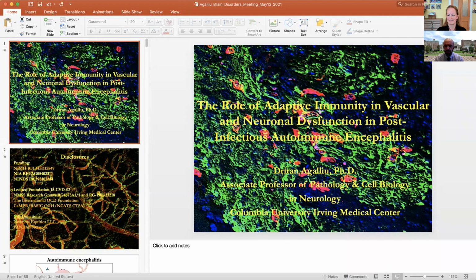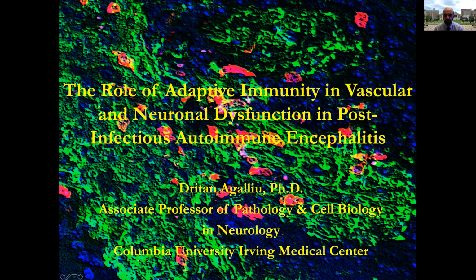Thank you, Susan, for that wonderful introduction, and also for inviting me to share our research with you today. I'm going to share the screen right now. What I would like to tell you today is two major stories, one in our animal model and the second using human data, to really try to understand the role and the mechanisms of adaptive immunity in controlling the vascular and neuronal dysfunction in PANDAS PANS, but more broadly, I want to think about this in the context of post-infectious autoimmune encephalitis.